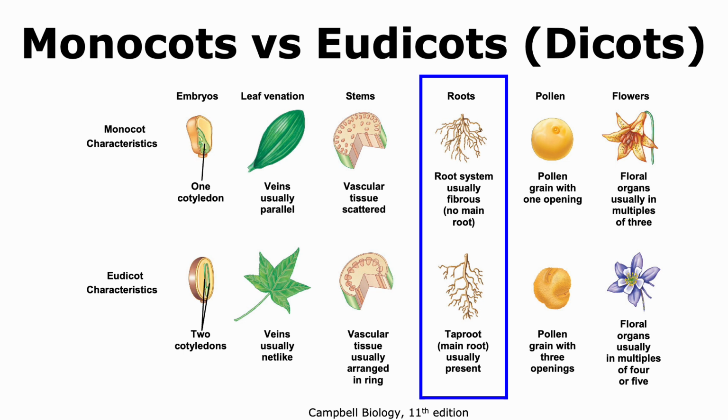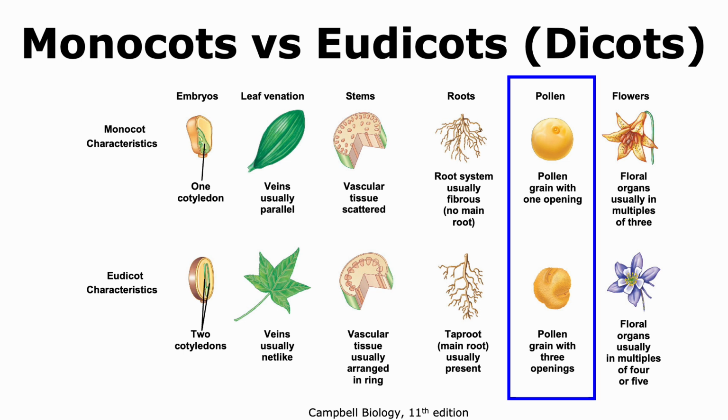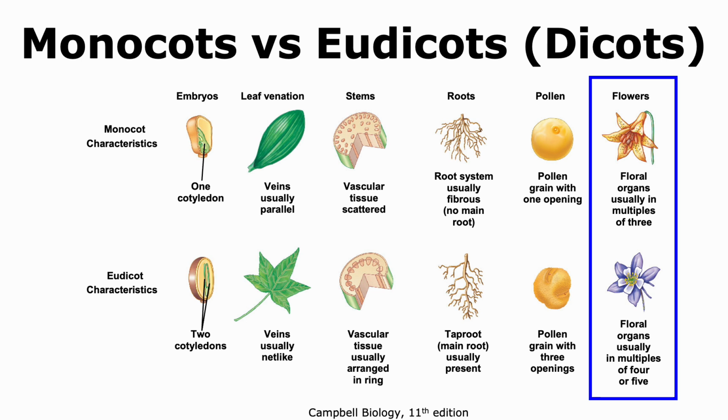Monocots show the presence of fibrous roots, while dicots or eudicots show the presence of taproots, where there is a main root from which different branches can arise. The pollen grain of monocots has only one opening, while in the case of eudicots, the pollen grain can have three openings. The floral organs, like petals, are usually in multiples of 3 in monocots, while in eudicots, they are in multiples of 4 or 5. These differences allow the easy identification of monocots and eudicots.